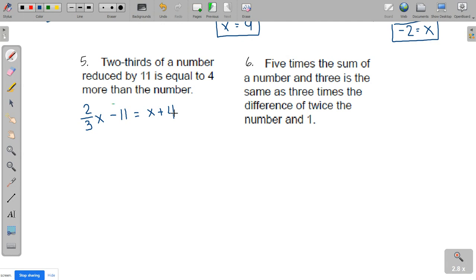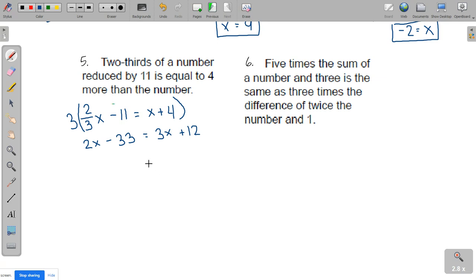Now that we have our equation, we can solve it. So we have a fraction, let's get rid of that. We're going to multiply the whole equation by 3. So we get 2x minus 33 is equal to 3x plus 12.